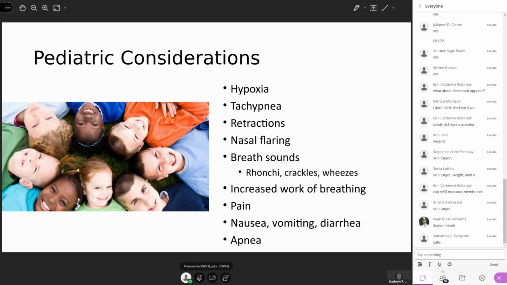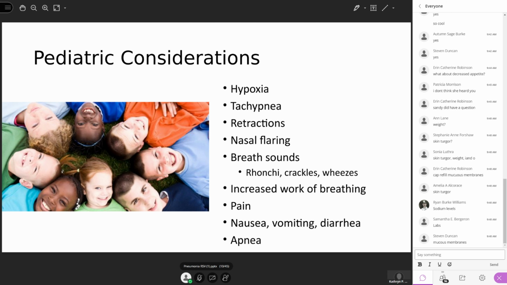Weight is a good way to assess, but to be honest with you, if a child just came in, nobody knows what the child's weight is, right? And different scales and those kinds of things. So the weight difference isn't going to help us. Skin turgor, absolutely. Capillary refill, looking at the mucous membranes, which could be incredibly dry.